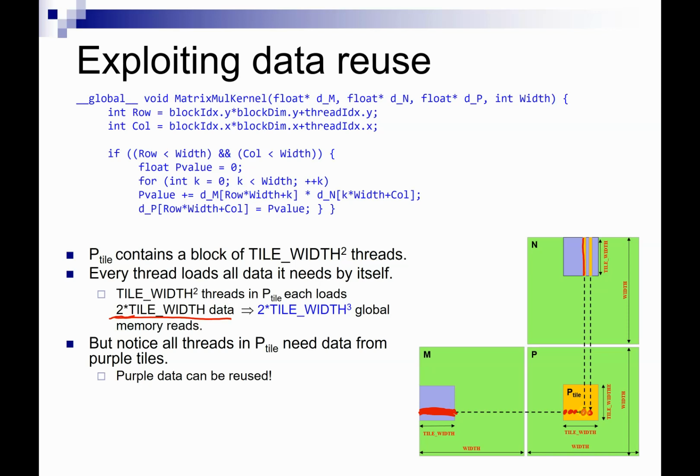The same applies to columns. This thread needs to read this column of data from N, but another thread on the same column also needs to read this data, and so do all the threads on this column. If all those threads operated independently, they would again be wasting a lot of accesses to global memory, because they'd be reading the same thing over and over.